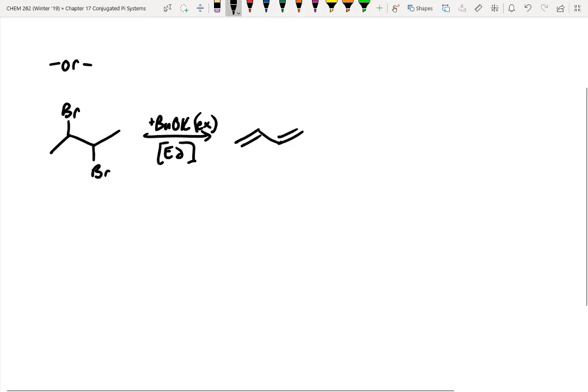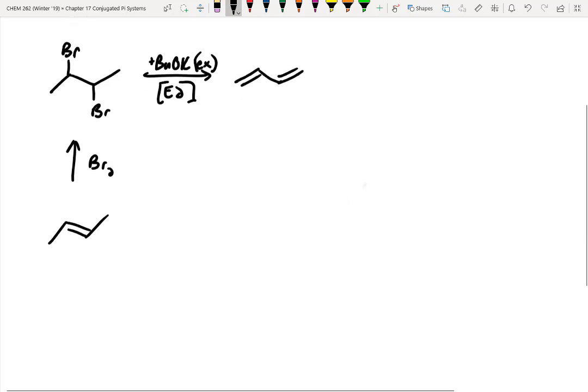And then the cool thing with this is we can actually make this from a non-conjugated molecule by simply adding in elemental bromine. So we can go from a non-conjugated alkene to a conjugated diene by doing halogenation followed by subsequent elimination. Does that make sense? So just kind of review of a little bit of our addition and elimination chemistry.